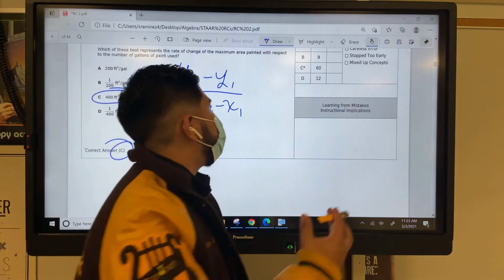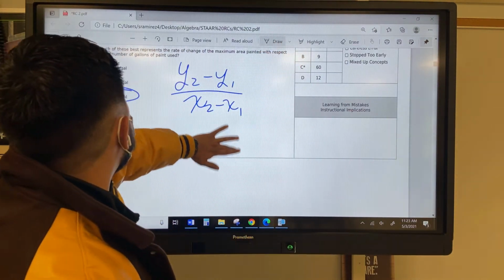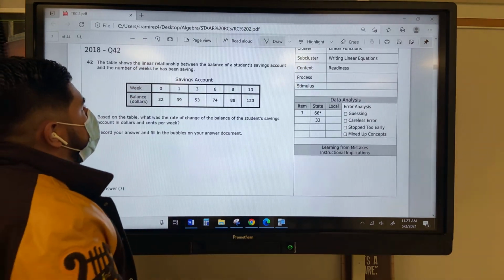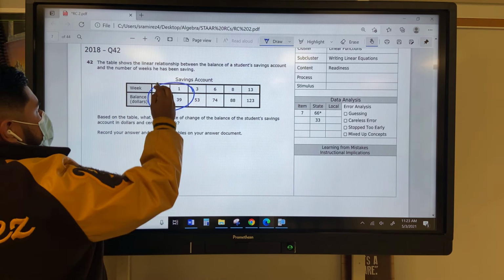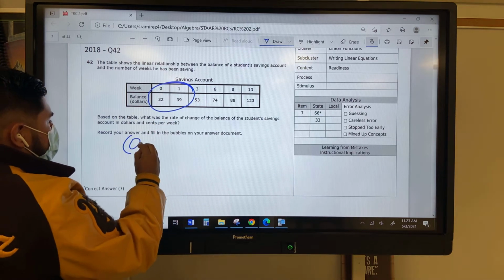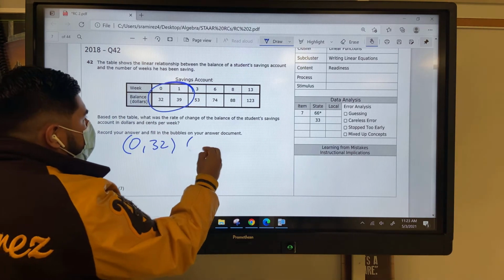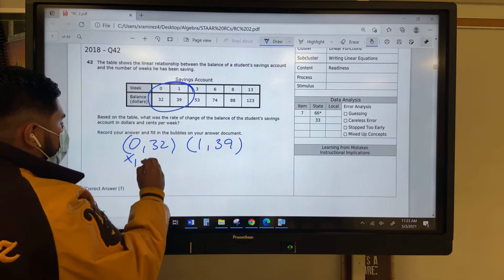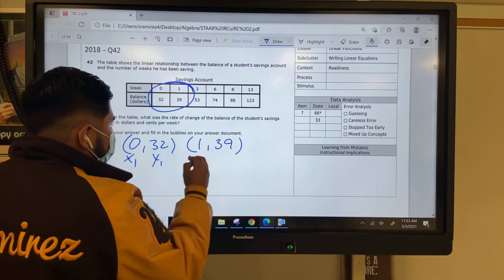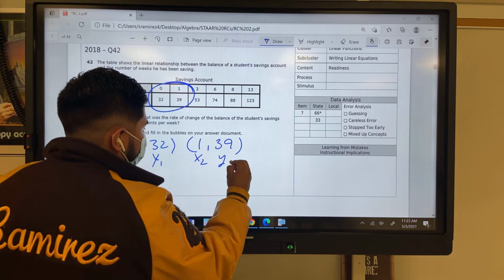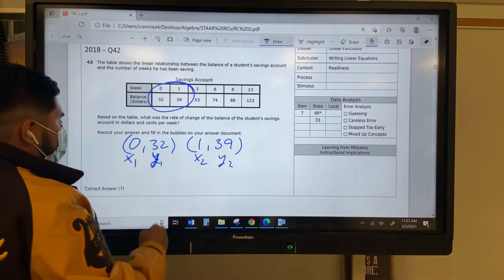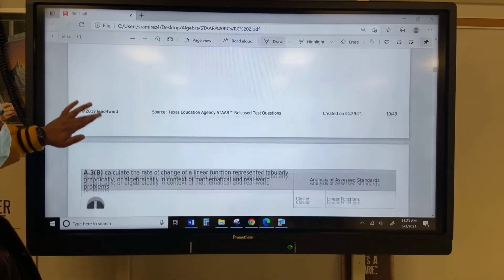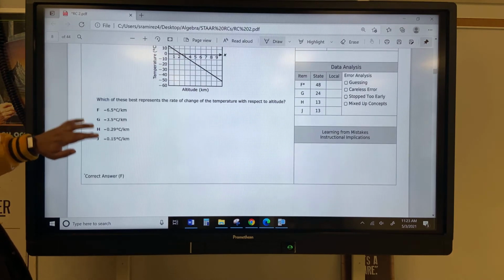That's all you're doing, ladies and gentlemen. Just formula, formula, formula. Isn't that crazy? Just went through 6 pages like nothing. Same thing right here. All the same thing. Now I'm just showing you just to make sure you label 0, 32, and then 1, 39, x1, y1, x2, y2. And your formula, formula, formula, formula. Same thing right here.